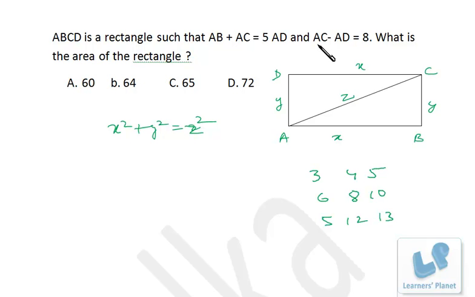Now just observe AC is actually hypotenuse and AD is one of the side. Hypotenuse and one of the side, right? The difference is 8. Where do you find that difference? See, 5 and 13. The difference is 8. That means AC is 13, AD is 5. That means this is 5. That means this must be 12. 5, 12, 13. Now, very easy to find out the area. I'm sorry, rectangle is only 12 into 5.